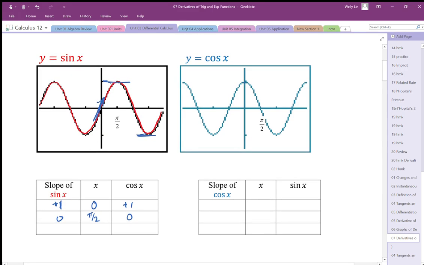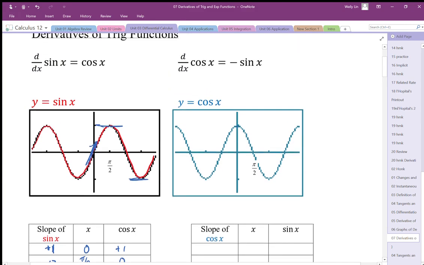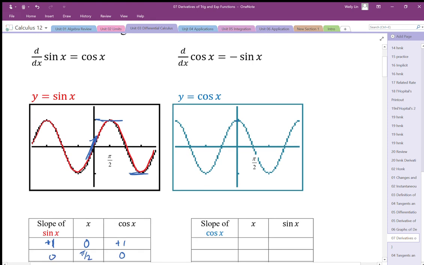Okay, I'm just going to go to pi. At pi here, if I'm going to say that's positive 1, I should really say that's negative 1. So at pi, we have negative 1 slope, and at pi, I have a negative 1 y coordinate. And then I have here 3 pi over 2. It looks like I have 0 slope here, and again, the cosine value of 3 pi over 2 is 0. So there seems to be this match. There's nothing inconsistent about saying that the slope of sine is equal to cosine.